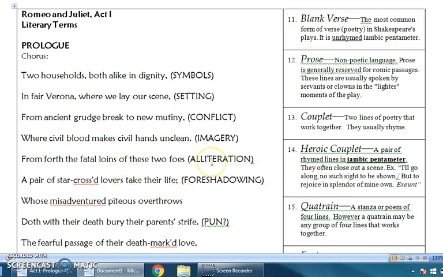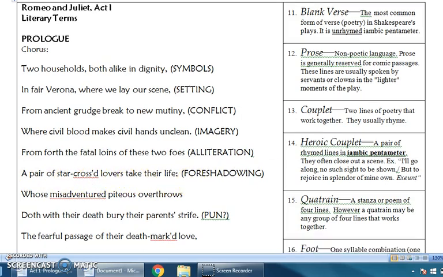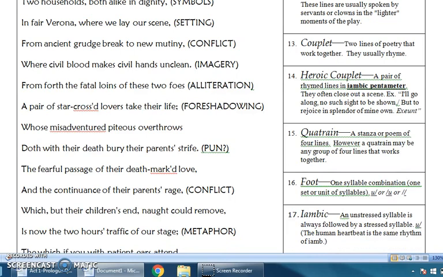Here we have alliteration, which is the repetition of consonant sounds at the beginning of words. So we have from, forth, fatal, and foes. Here we have foreshadowing. A pair of star-crossed lovers take their life. It gives us a hint about what's going to happen later on in the play.